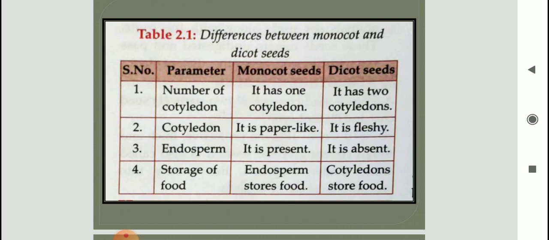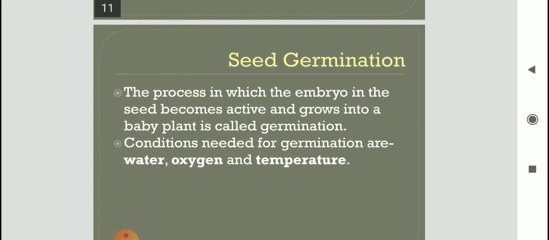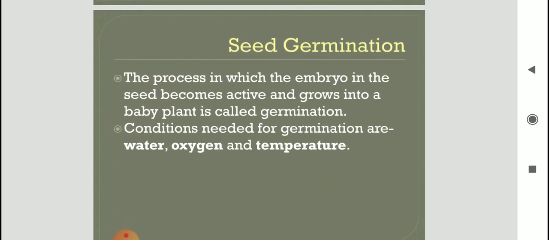Endosperm stores food in monocots and cotyledons store food in case of dicots. This table is important, and the diagram of the seed is also very important. Now, once the seed falls on a suitable medium and it is getting all the conditions, that is water, oxygen and right temperature, then the seed starts germinating.